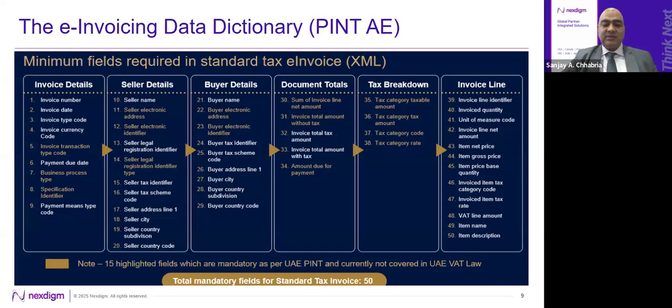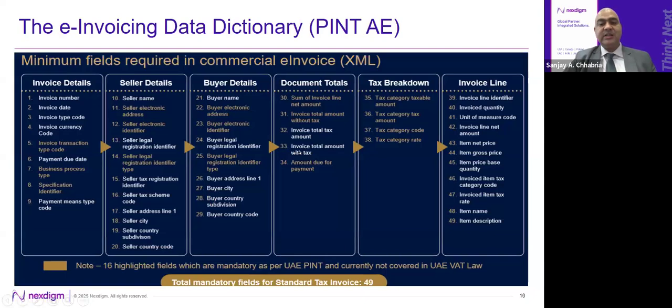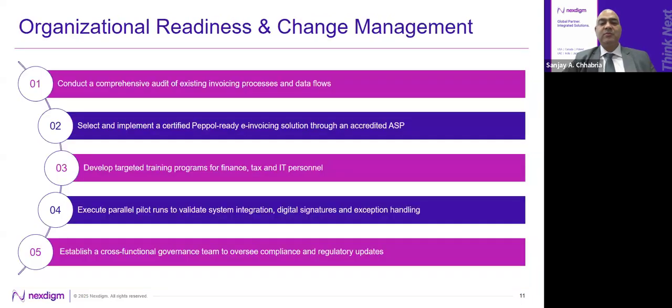Next slide. Similarly, while this was for the standard invoice, the same thing is applicable for the commercial invoice as well. So same data points, it's only that for commercial invoicing, they are requesting 49 data points. Now, next slide, Ankit. So what is required from the organizational readiness and change management here?